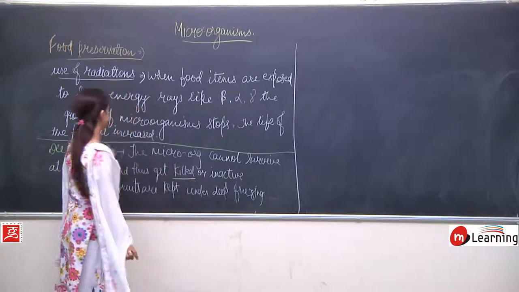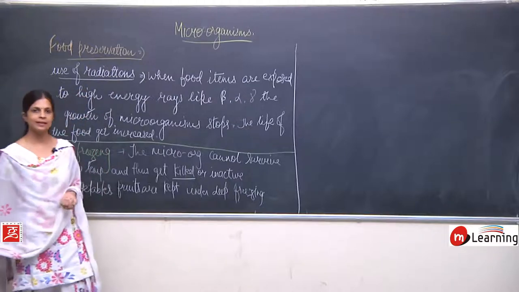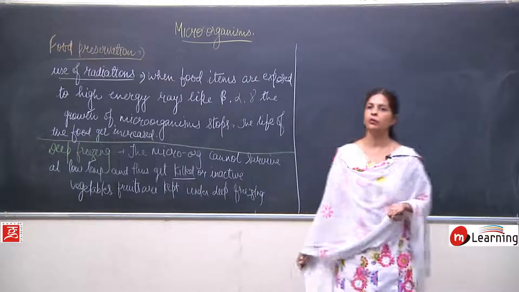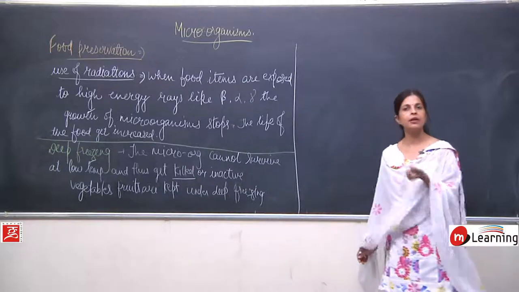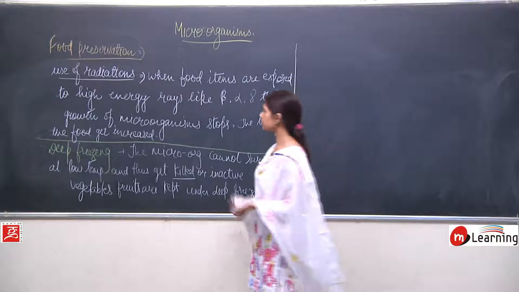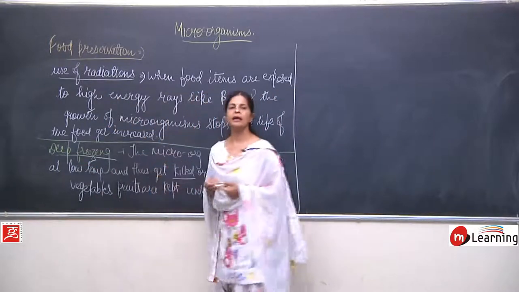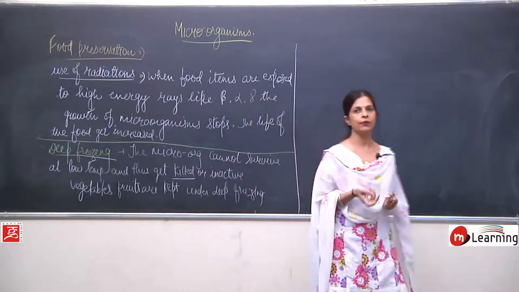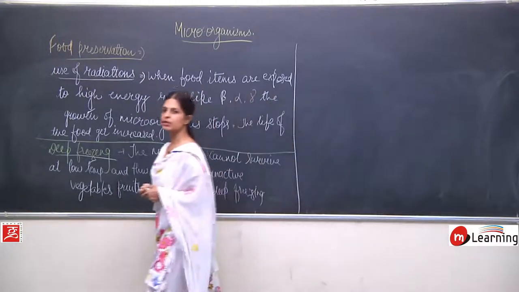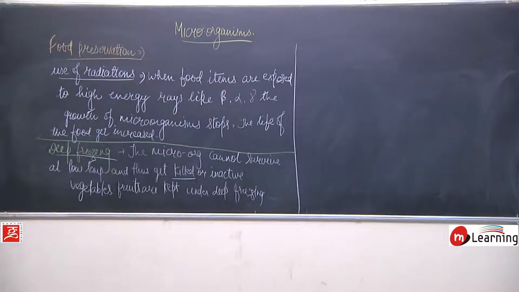So deep freezing is to reduce the temperature to an extent that the microbes cannot survive, they cannot grow, they cannot multiply, they cannot divide, they cannot spoil the food. Deep freezing is very common and used very often. Now, when we talk about reducing the temperature, what about increasing the temperature? Can we increase the temperature?